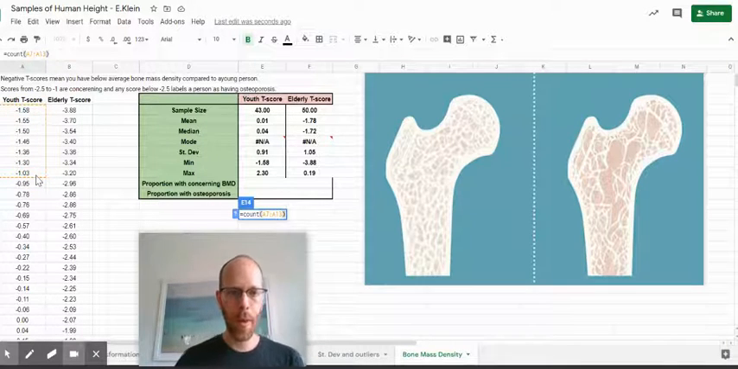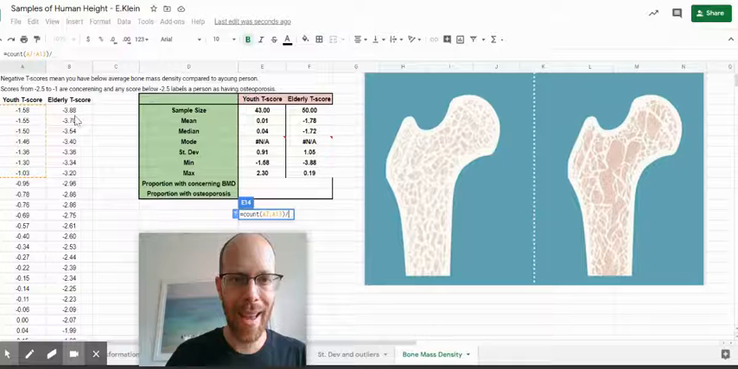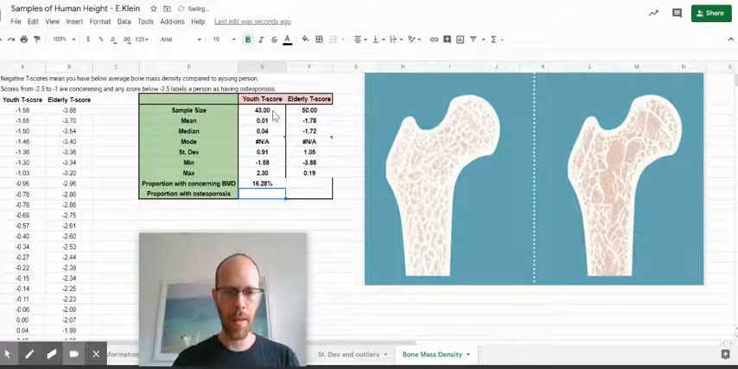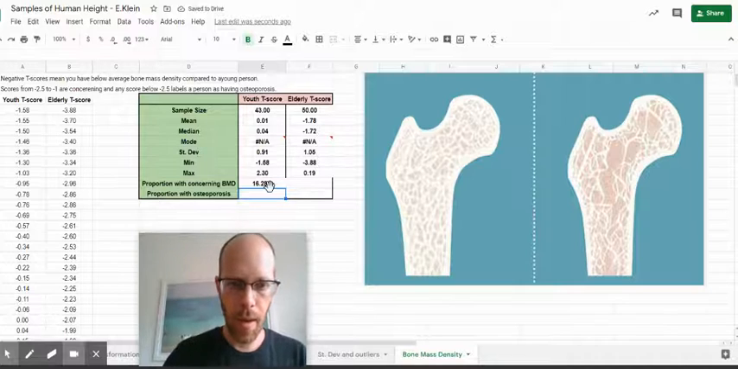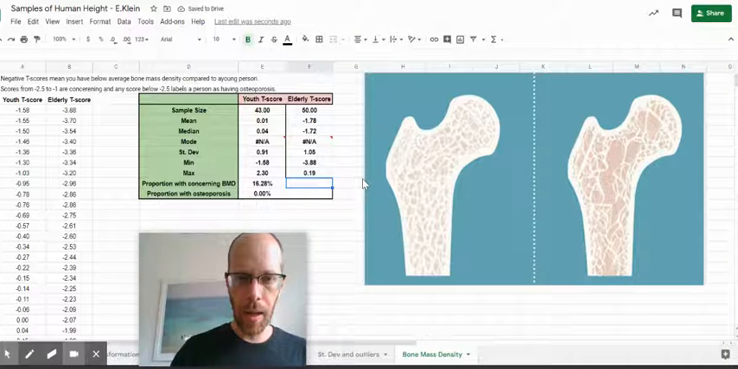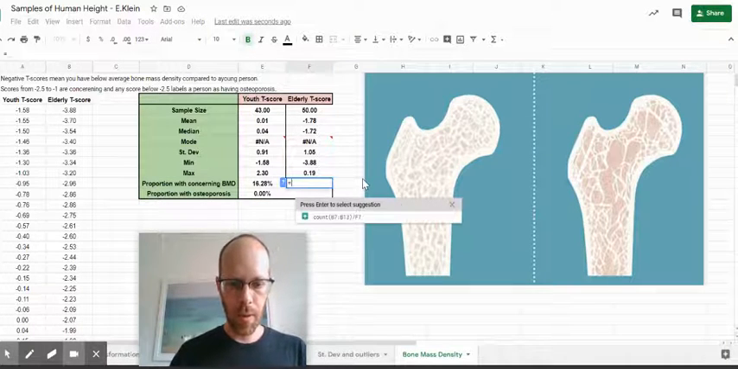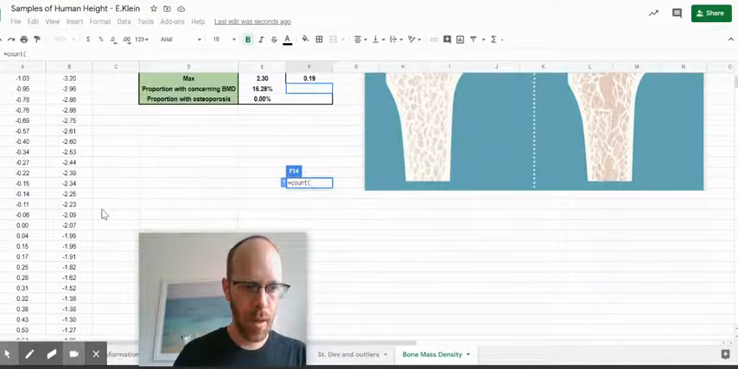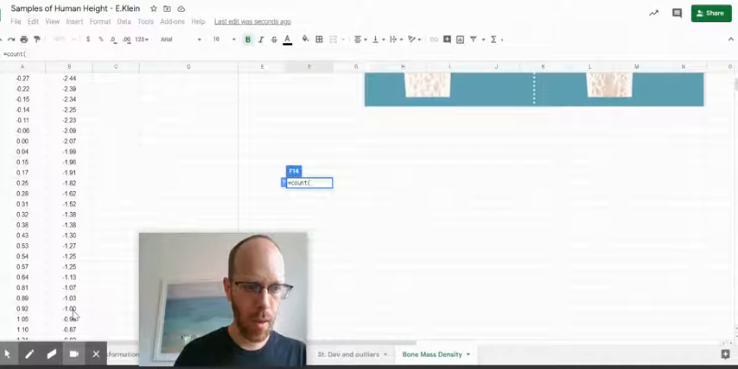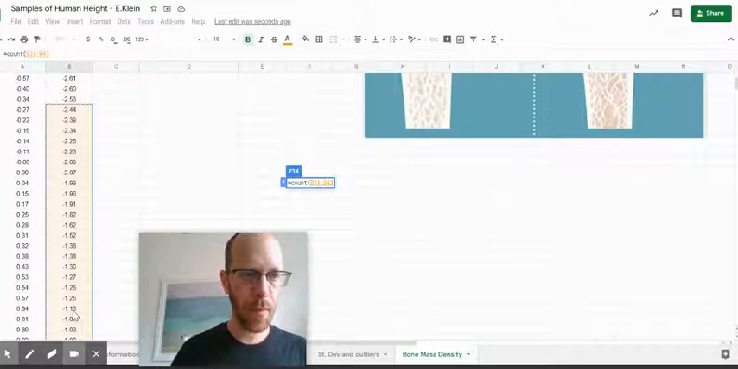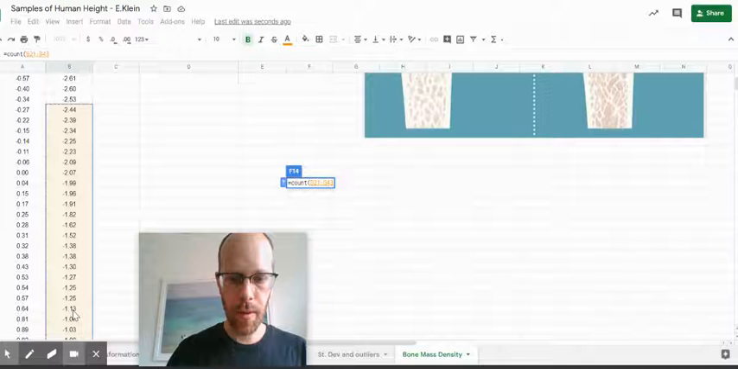And then since we want the proportion, we're going to divide that by the sample size, which is 43. That gives me this number. And then 0 here, because no one has osteoporosis. For the elderly individuals, this would be count the number from -1, which is right there, up to 2.5.